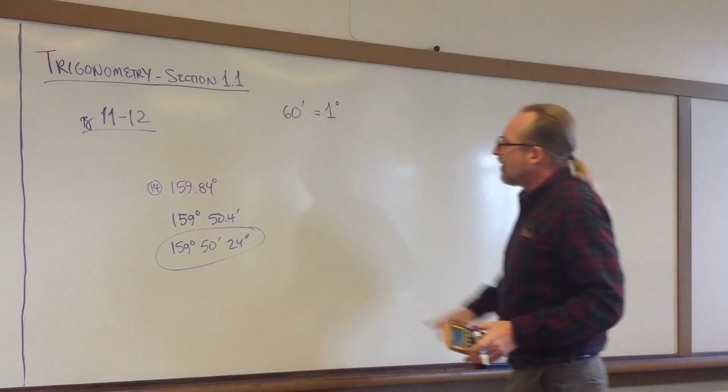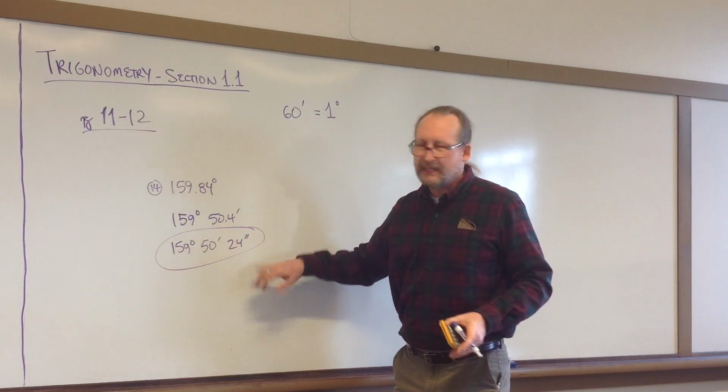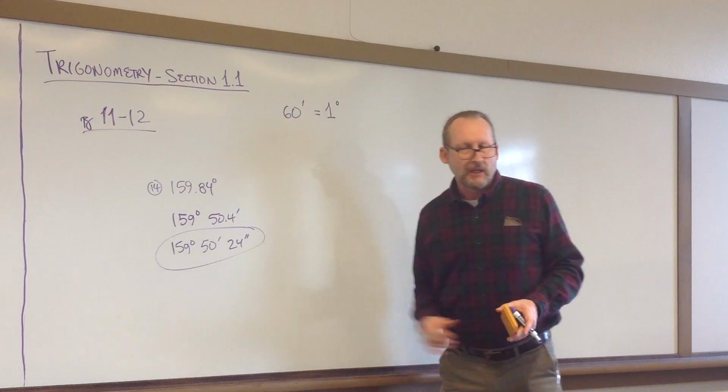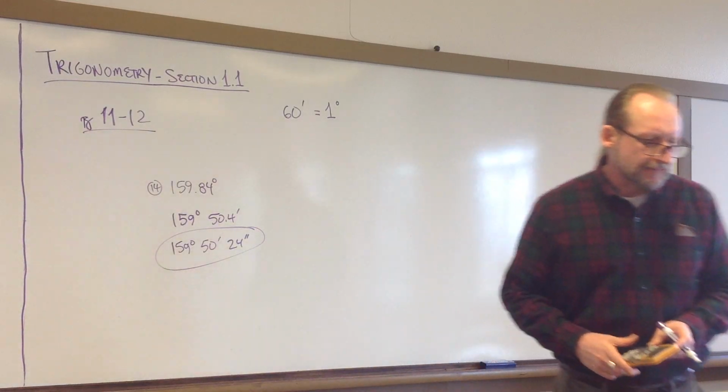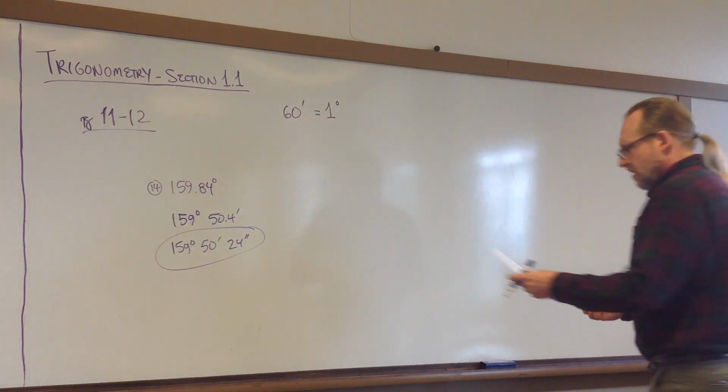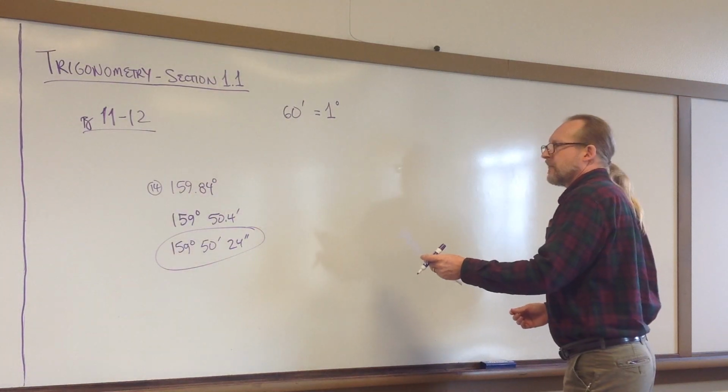If we come out with a decimal number of degrees, there are no smaller units there that I know of, and so we would just leave it like that. We'll see if we have any problems in this section where we have to worry about that.